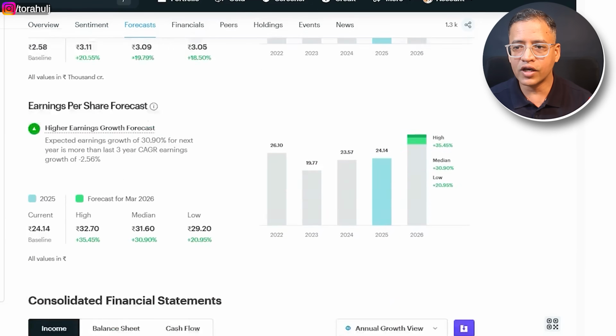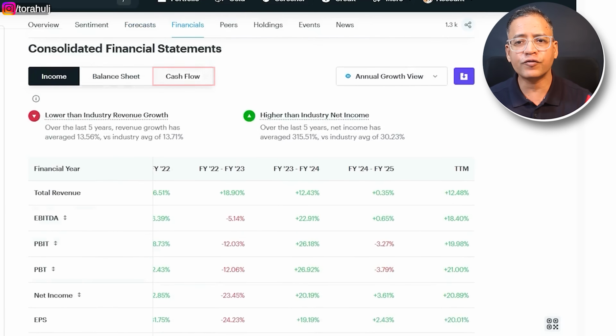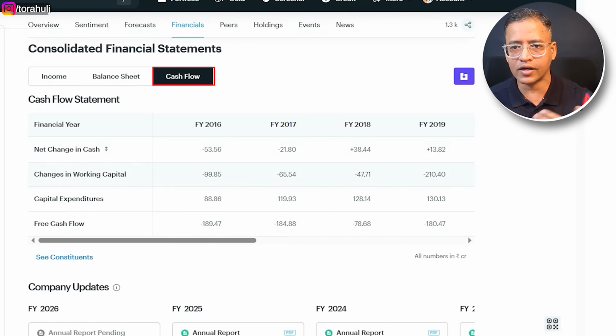Now coming down here, you can see other parameters as well in terms of the total revenue growth rate, the profit growth rate, and many other things. Cash flow, anyways, we had covered it in our filter criteria. If you want to go into details, you can have a look at it. Otherwise, this much is sufficient.